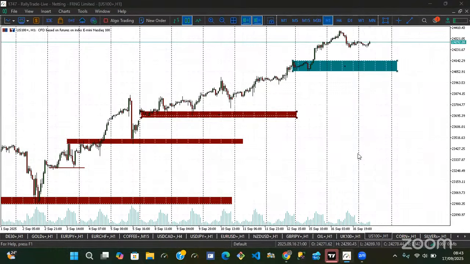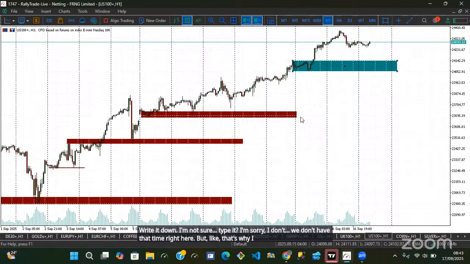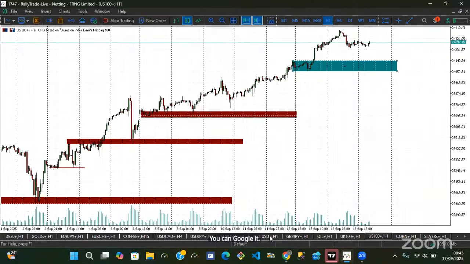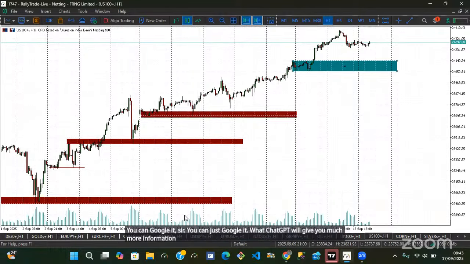Can I write it down? Type it. I'm sorry, we don't have that time right here. But that's why I said you can Google it about CHF. You can just Google it, or ChatGPT will give you much more information in one place, right?